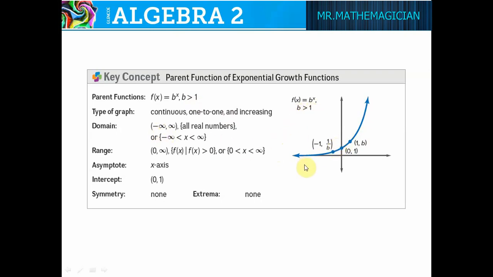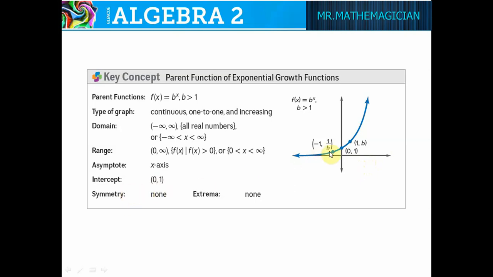The domain will be from negative infinity to positive infinity, or we can say all real numbers. The range is from 0 opened up to infinity. The asymptote is the x-axis, or we can say the line y equals 0.